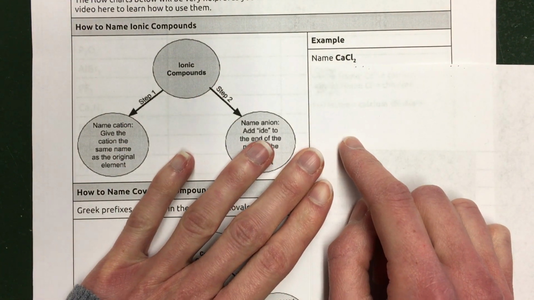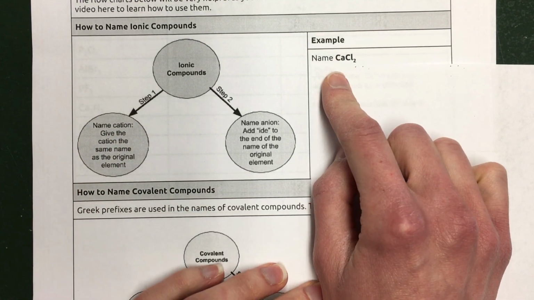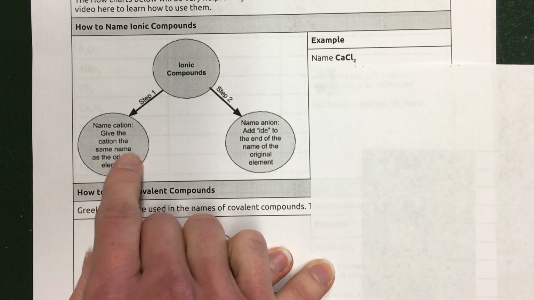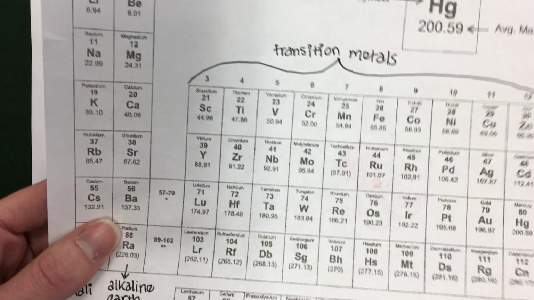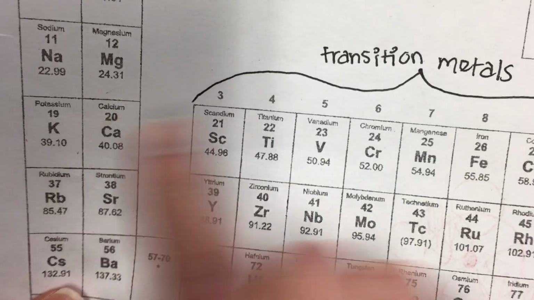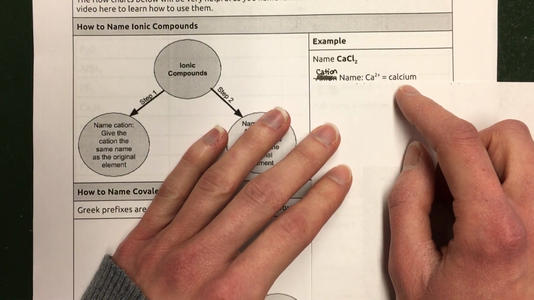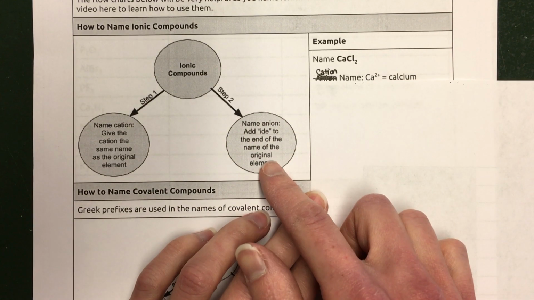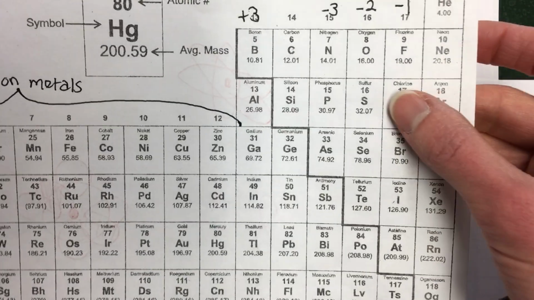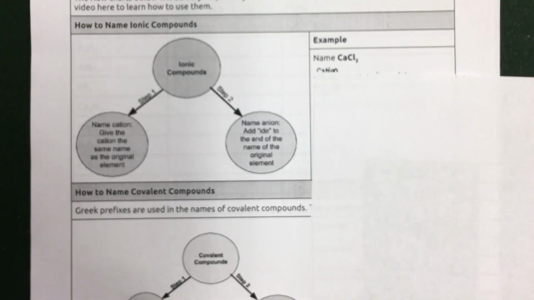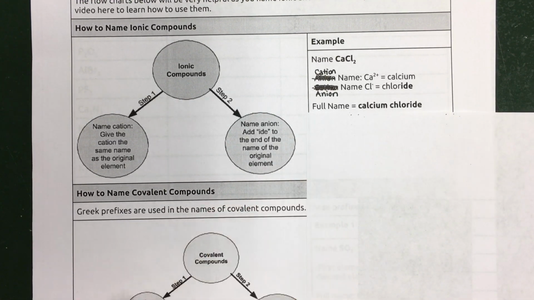If it's ionic, the first thing you need to do is name the cation. So the cation is the positive ion. It will always be written first. So you name the first element first, and you're just going to give it the same name as the original element on the periodic table. So Ca is calcium. So we're going to name the cation calcium. And then for the anion, you just change the end of the name to "ide." So Cl is chlorine, but we're going to change it to chloride. So the whole thing is going to be calcium chloride.